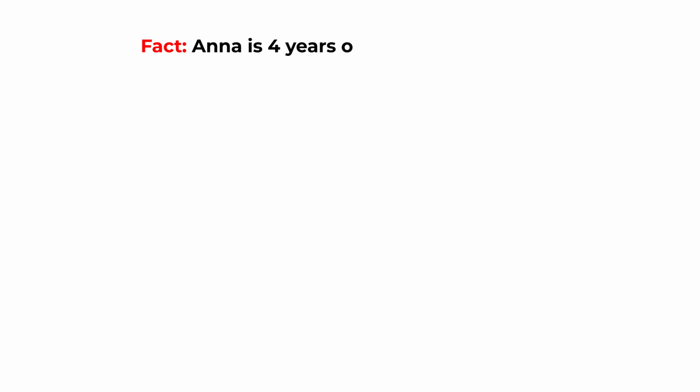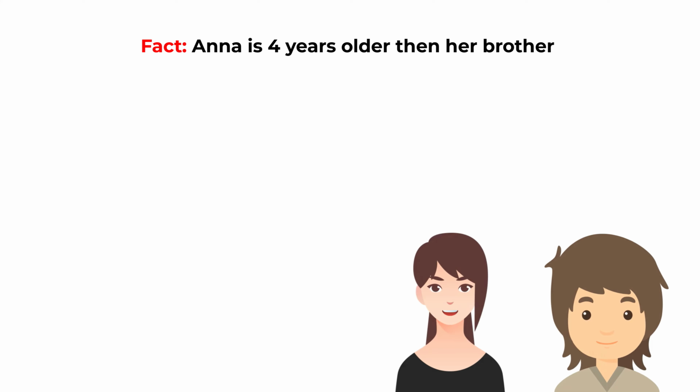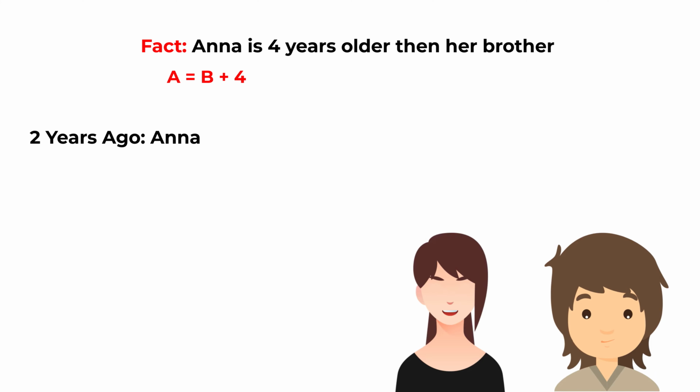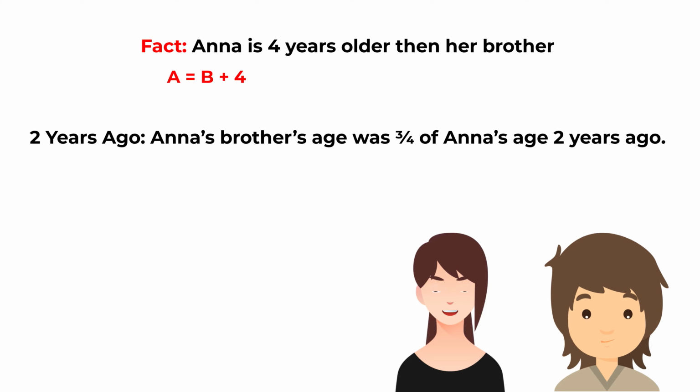So let's go ahead and do the calculations. In this problem, we are dealing with one fact. Anna is 4 years older than her brother, and this fact never changes. So we can build the formula: Anna's age equals her brother's age plus 4. We are also dealing with age-specific difference at the moment of time. For example, we've learned that Anna's brother's age was 3/4 of Anna's age 2 years ago.